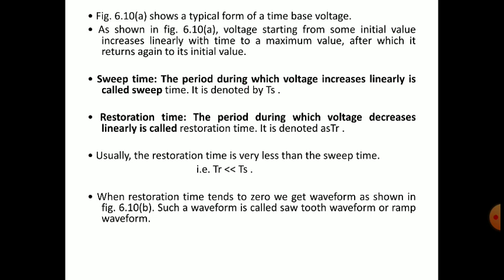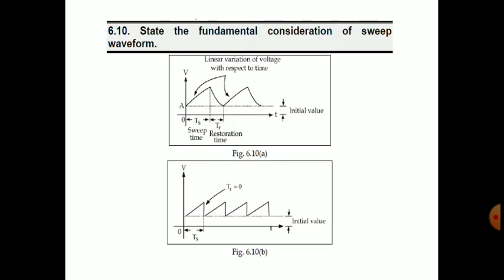When restoration time tends to 0, we get a waveform as shown in the figure. Such a waveform is called a sawtooth waveform or ramp waveform. The waveform we get with TR, the restoration time, equal to 0, that is in figure 6.10b, is called a ramp wave or sawtooth wave. It is in the shape of a saw. In Telugu we call that saw rampam, rampam pallu, right?